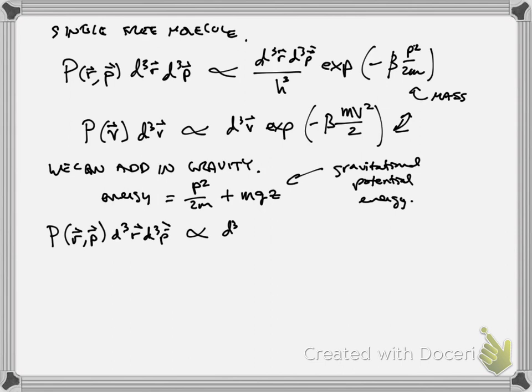We're going to have the d cubed r, the d cubed p, our little volume elements of position space and momentum space, which gives us phase space overall. I'm going to leave out the h here. It's kind of unimportant for what I'm trying to show you. But now we have e to the minus beta, the energy, which is going to basically be p squared over 2m plus mgz, right? That's the situation we have.